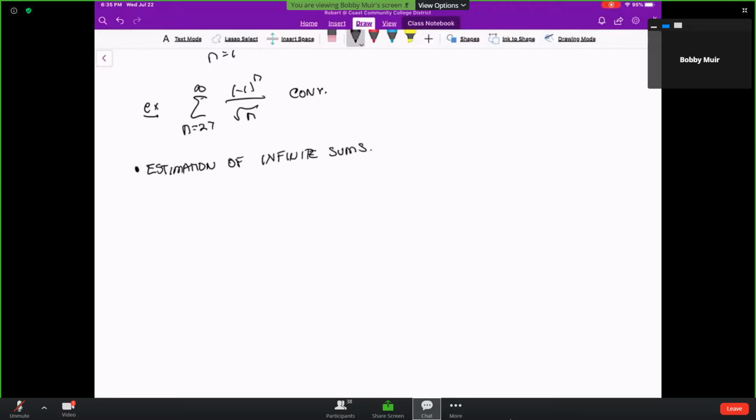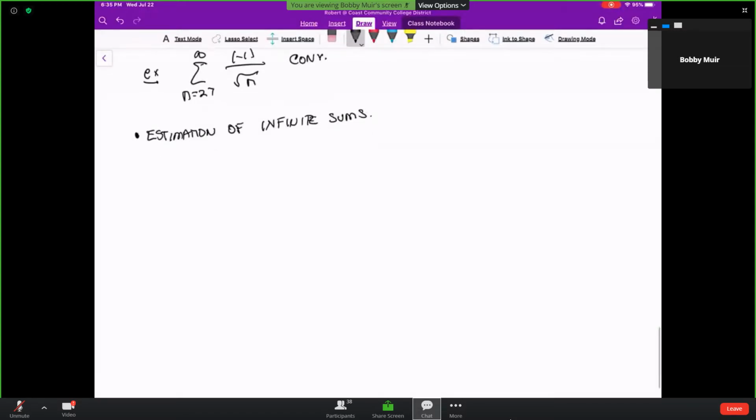Okay, so here's where we're going to get a real good taste of the power of mathematics. We might not know what an infinite series adds up to, only that it adds up to something. But what we're going to learn is under certain circumstances, especially for alternating series, we're going to be able to get arbitrarily close to whatever it is without even knowing what it is.